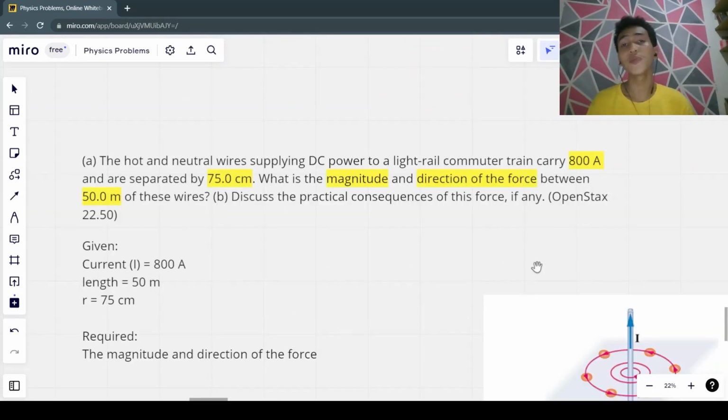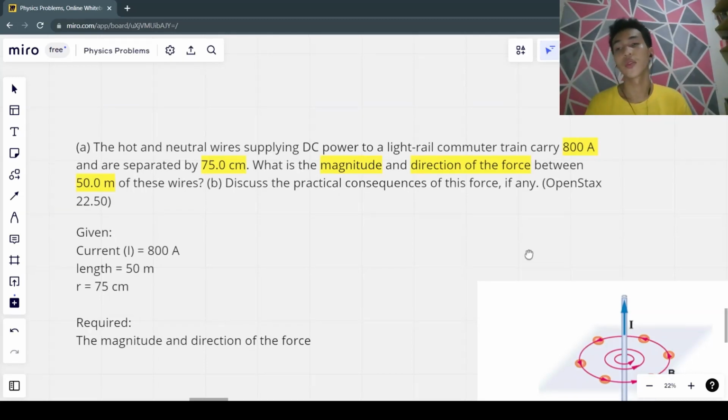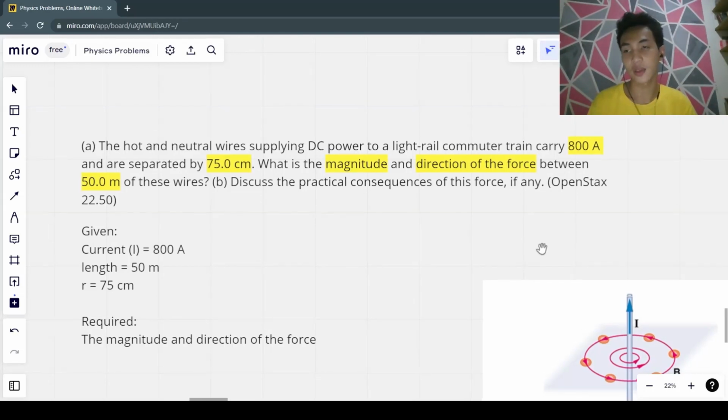The second problem that we have here is this one. If you want to answer this, just pause the video. The hot and neutral wires supplying DC power to a light commuter train carry 800 amperes and are separated by 75 centimeters. What is the magnitude and the direction of the force between 50 meters of these wires, and discuss the practical consequences of this force, if any.